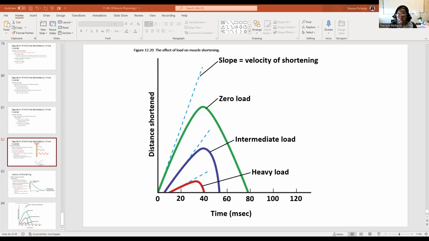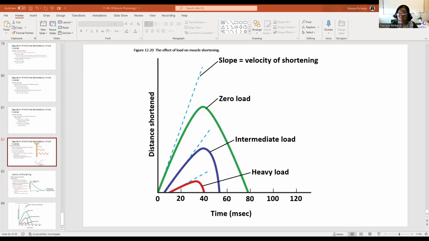Compare that to an intermediate load, which takes a little bit more time to warm up, shortens to a smaller or shorter distance, and then is sustained for a shorter amount of time. And then lastly, a heavy load. A very heavy load takes even longer to get that contraction started. So notice this longer latent period here. It will generate less of a shortening, so the muscle will not physically shorten as much, and then the duration for which we can sustain that contraction is much shorter.